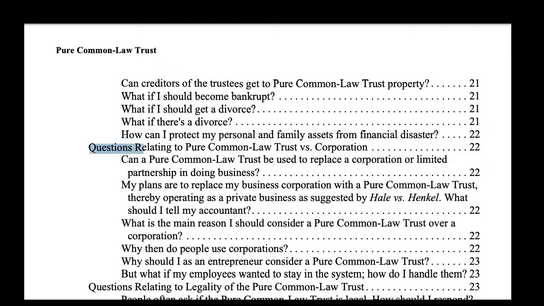And then we go over to questions relating to pure common law trusts versus corporation. Can a pure common law trust be used to replace a corporation or limited partnership in doing business? My plans are to replace my business corporation with a pure common law trust, thereby operating as a private business, as suggested by Hale versus Henkel. What should I tell my accountant?